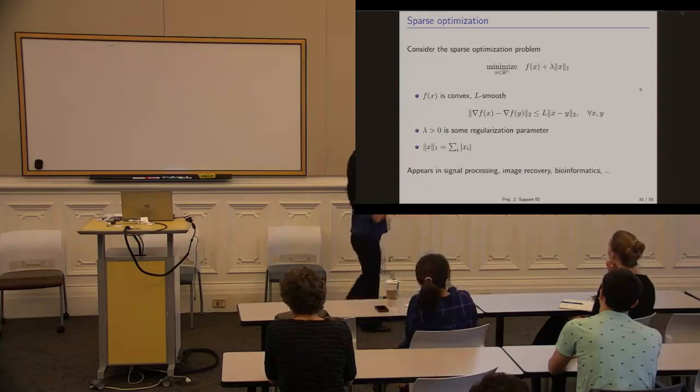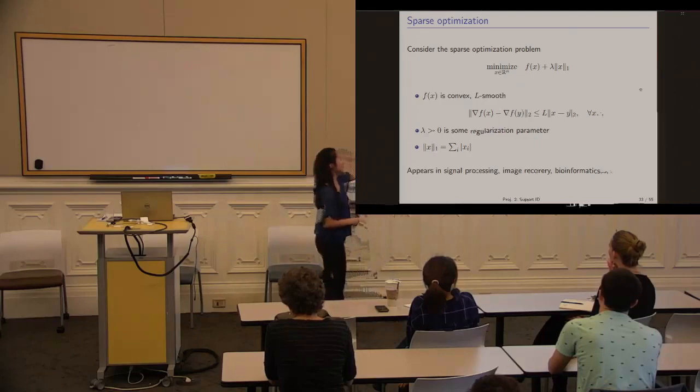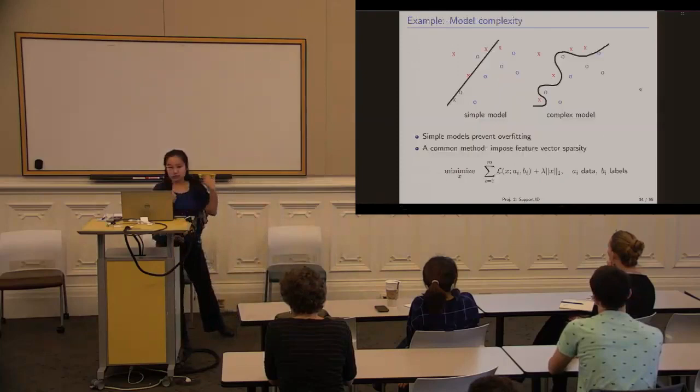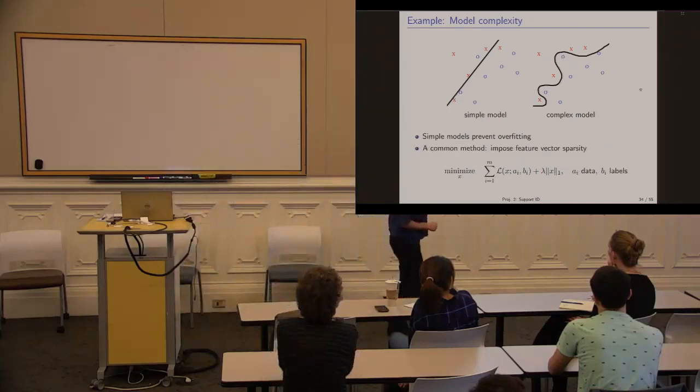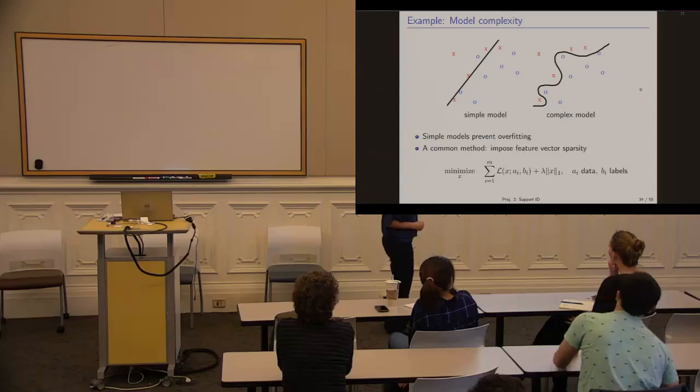Problems of this form appear in many applications like signal processing, image recovery, and bioinformatics. In machine learning, this kind of problem is used to prevent models from overfitting. If we're trying to separate X's from O's, we can do so by drawing a straight line, or we can use a really curvy line that perfectly separates the two data sets. But we actually want the simple model, because that's the one that's going to work better on data we haven't yet seen.